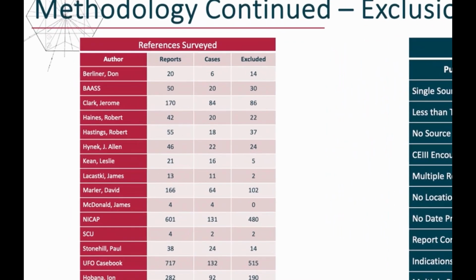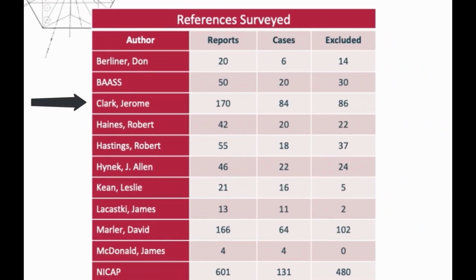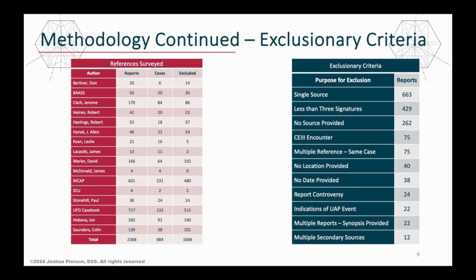Looking at Clark's references, labeled Clark, Jerome, this reference is a UAP encyclopedia. From that reference, I found 170 reports of UAP encounters. 84 met curation standards and were included in the data analysis, and 86 did not and were excluded. Not depicted in this presentation is the database of those reports from Clark's work. In that database, I gave the page number so we can locate the report, and the report number I assigned. I can provide a presentation specifically on the curation and cataloging methodology upon request.